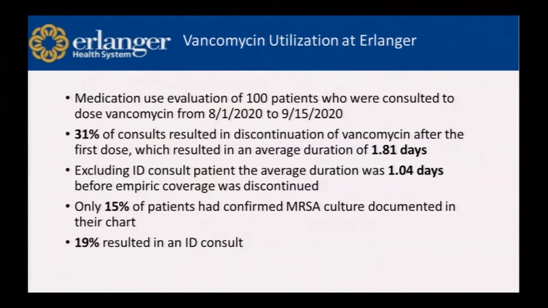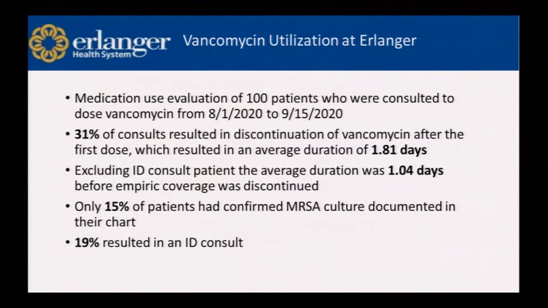And that isn't including patients who were consulted by infectious diseases. So that would include patients who were on vancomycin for osteomyelitis, endocarditis, disease states that have long treatment duration. So this kind of skewed my average treatment duration day. So I excluded patients who had an ID consult and found that the average duration of vancomycin was 1.04 days before empiric coverage was discontinued.